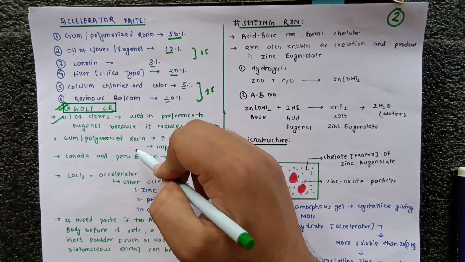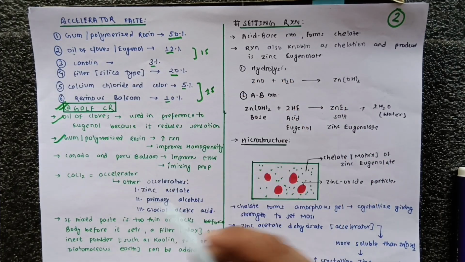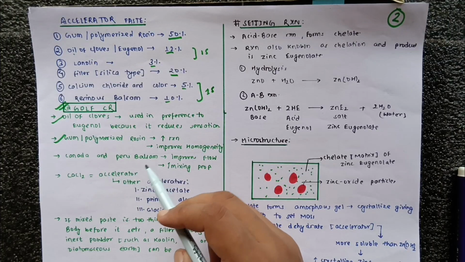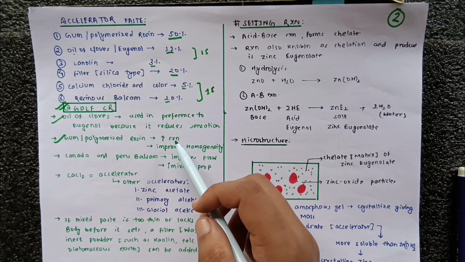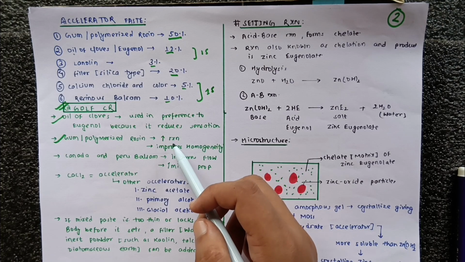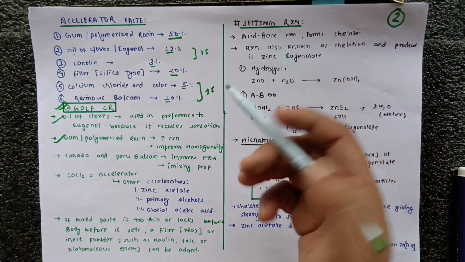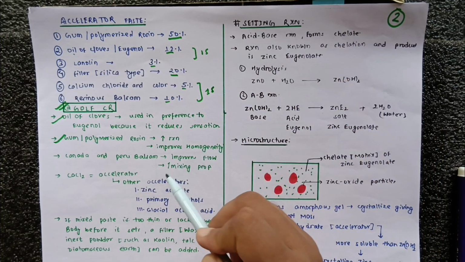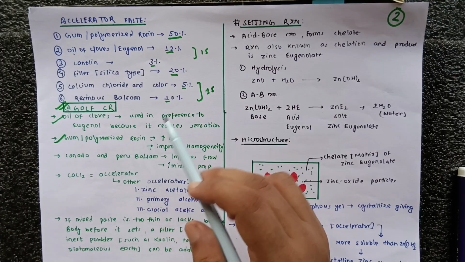After that, gum or polymerized rosin increases the rate of the reaction and increases the homogeneity. The rate of reaction is increased, so it works as an accelerator. It accelerates the reaction and improves the homogeneity. You should remember these two points about polymerized rosin.